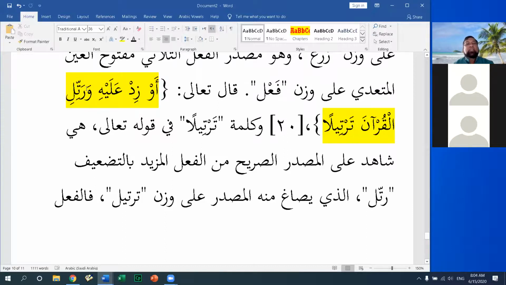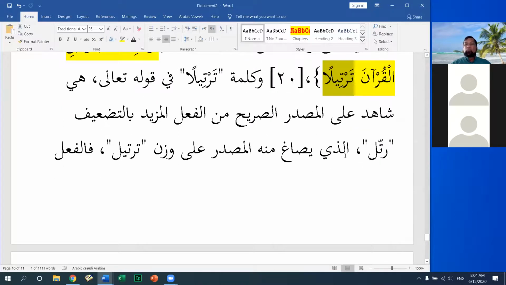فالرسول المرتل, ورتل is فعل أمر, والفاعل ضمير مستتر تقديره أنت يرجع إلى الرسول إلى المزمل وهو الرسول صلى الله عليه وسلم. فالمرتل بكسر التاء الرسول صلى الله عليه وسلم. والقرآن المرتل. So the one doing the tartil is Rasulullah. The thing that you do tartil to is the Quran, and the action is tartilan, taf'ilan.